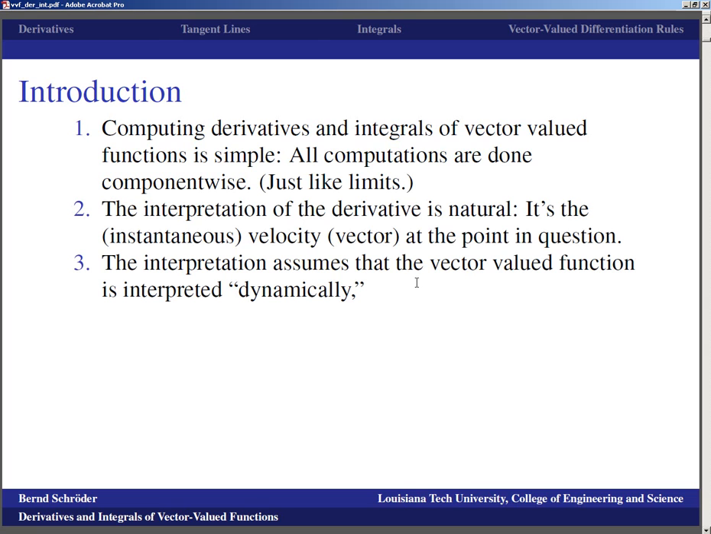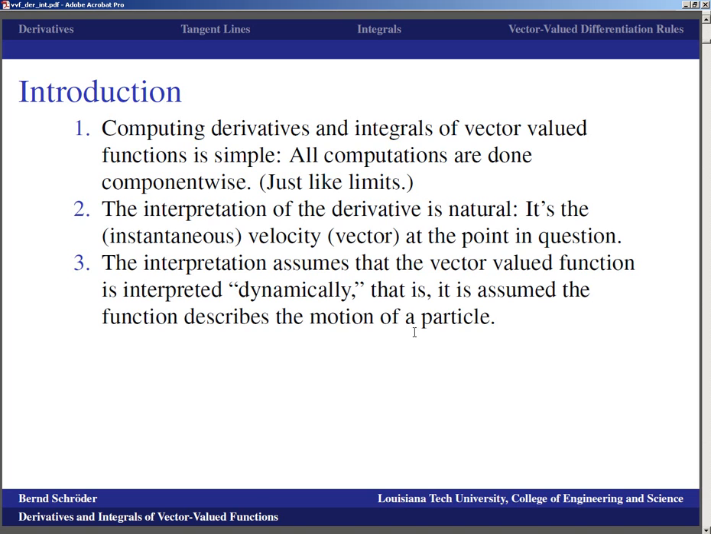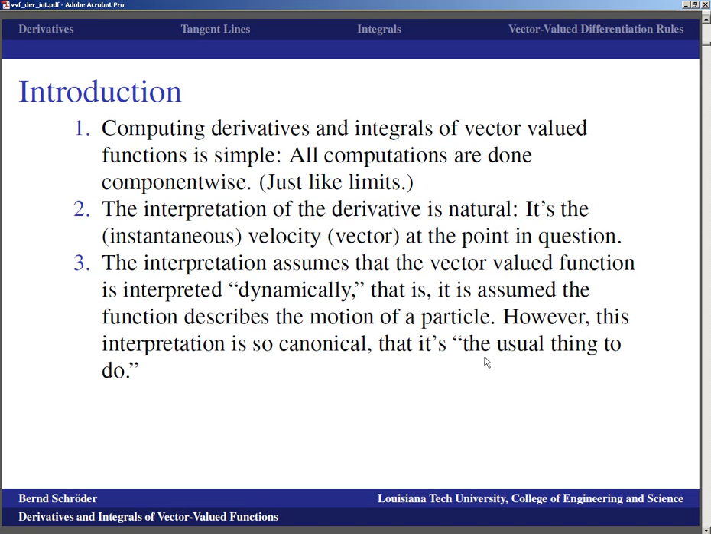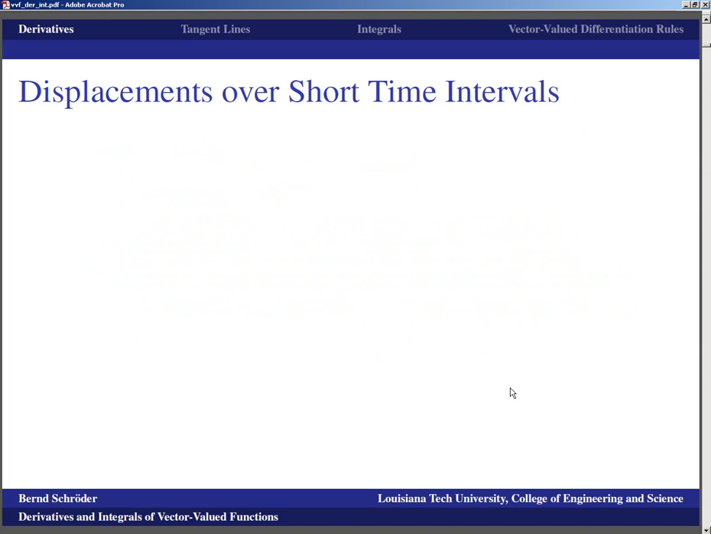And that interpretation, of course, assumes that the vector-valued function is interpreted dynamically. That is, we assume that the function describes the motion of a particle. That's why in the earlier presentation I always talked about, on one hand, us having the trajectory, and on the other hand, us having a function that describes motion. And that interpretation is really so canonical that it's the usual thing to do. There isn't really much else to say there.